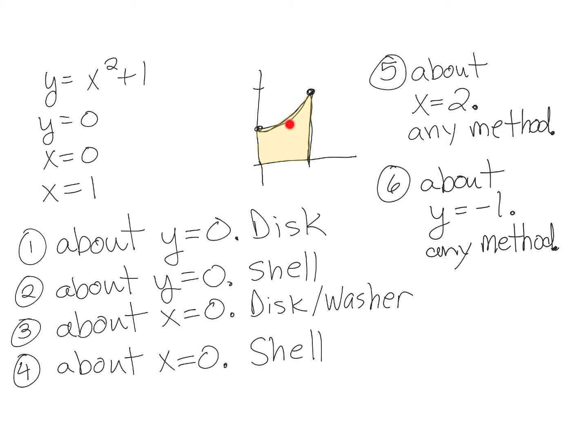Obviously, it's going to be easier to have your element vertical than horizontal, because if you have horizontal, you have to stop here at x equals 1 and then start up again from 1 to 2 with a different length of your element. So let's get started.